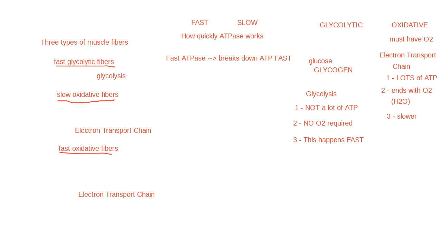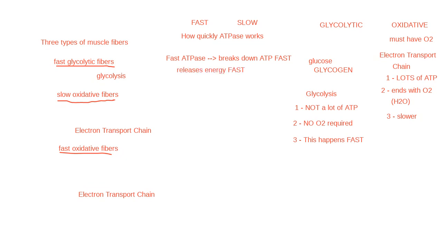Why do we care about ATP, by the way? When we say ATP, what should you be thinking? What does a cell use ATP for? Yeah, ATP is your cell's form of stored energy. I like to call it the energy money of the cell. When I break down ATP, that releases energy. So if I've got a fast ATPase, that releases energy fast.